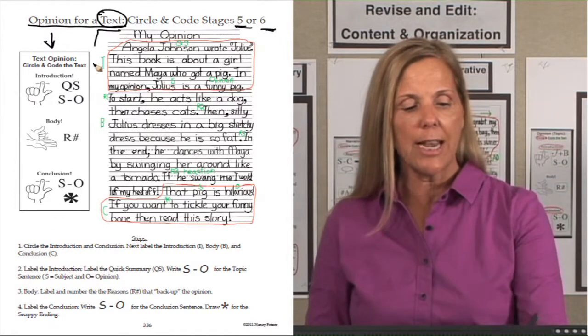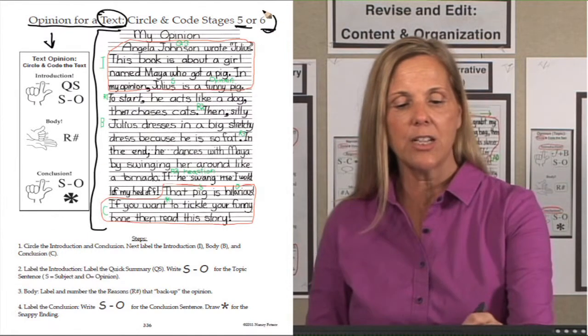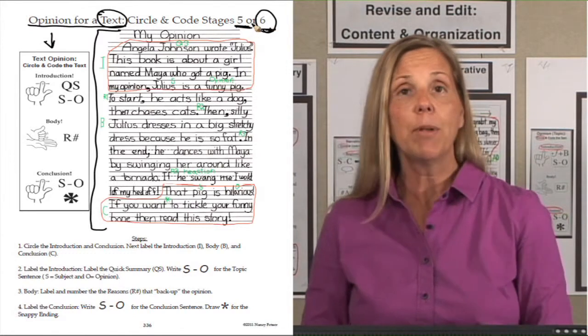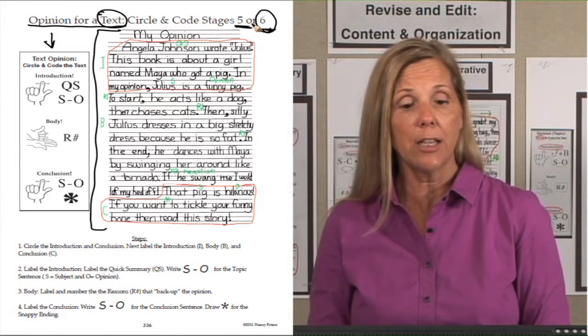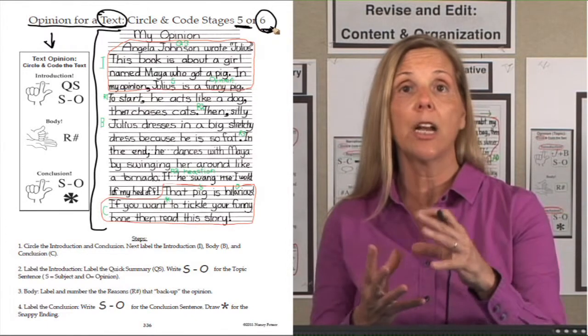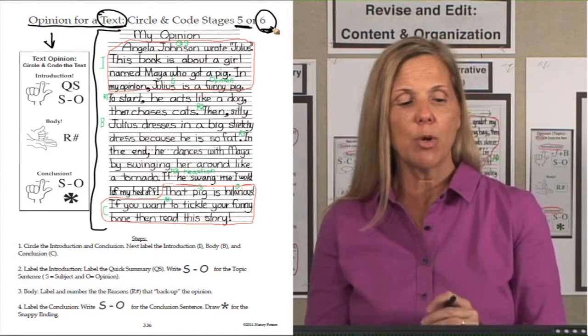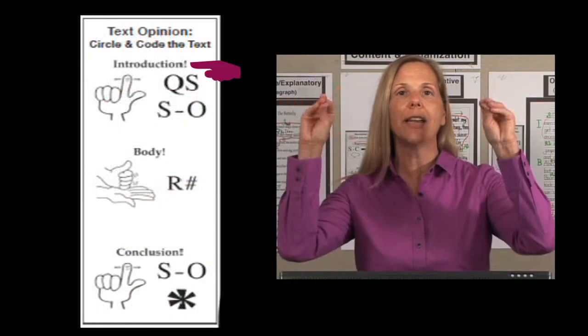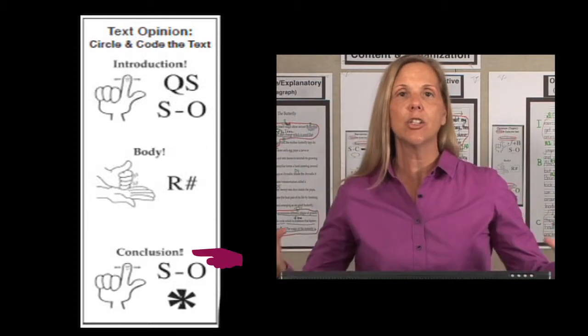On page 336, I have a bookmark for my text. This sample text next to it is for stage 6, but it can be used for stage 5 because it still has the same elements in stage 5 and 6, except stage 6 is writing more. So let me show you what I mean by that. For an opinion, what do we need to have? An introduction, a body, and a conclusion.